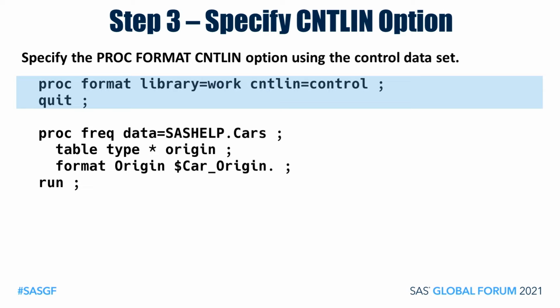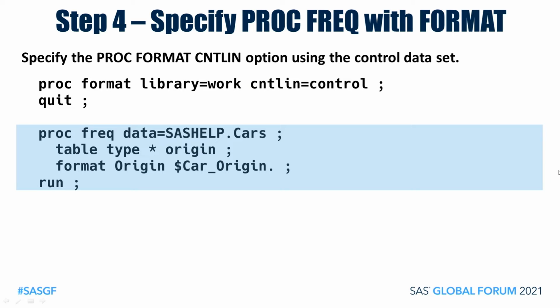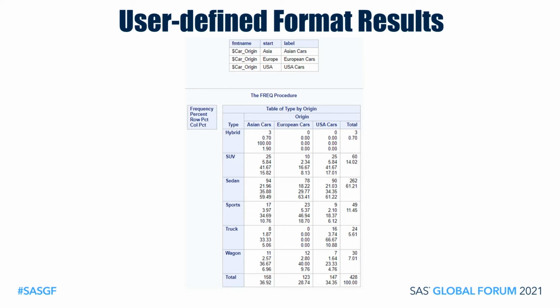Step 3 will be to specify the CNTLIN= option with PROC FORMAT. Here we're going to specify LIBRARY=WORK, that's where the control data set resides, and CNTLIN= and the name of the data set is control. Step 4 will be to specify the PROC FREQ with the format we created in the user-defined format. In this case, we're going to use the TABLES statement to create a two-way table, type by origin, and then assign the format we created, $char_origin, to the variable origin. The result is a two-way table that's assigned using user-defined formats, all data-driven.